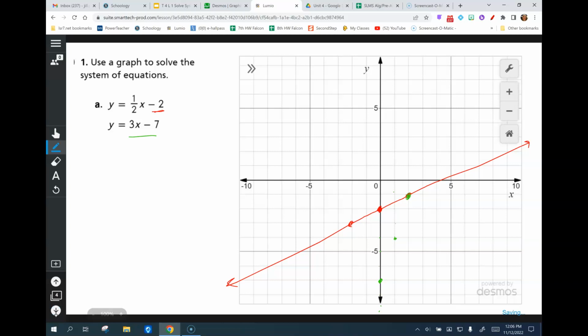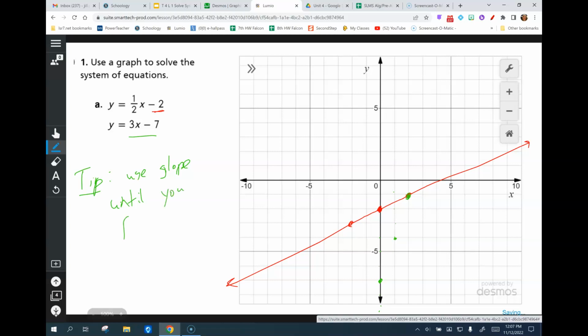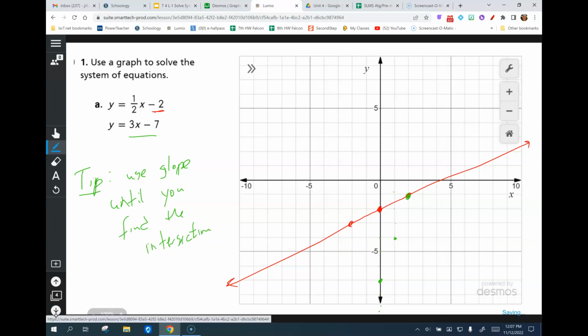And I will tell you, that's one of the little things that I do a lot with systems. This would be my tip. If you're solving by graphing, then use slope. Keep going with slope until you find the intersection point. You don't have to do that, but sometimes our straight edge moves, so I can just keep going. And this one worked out very well.